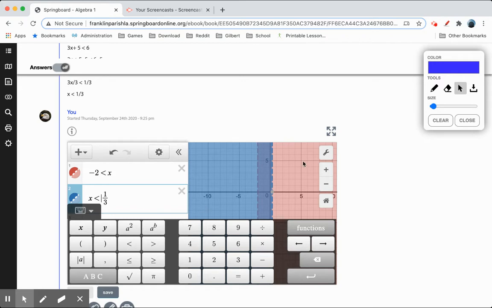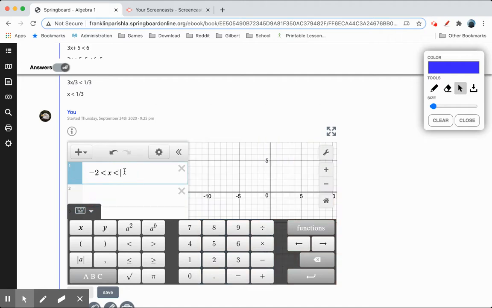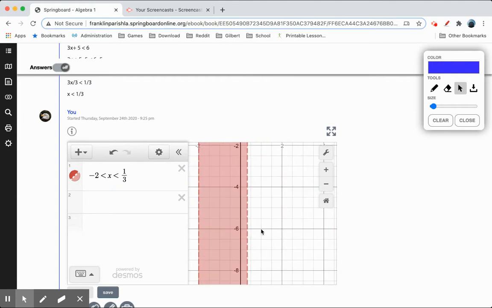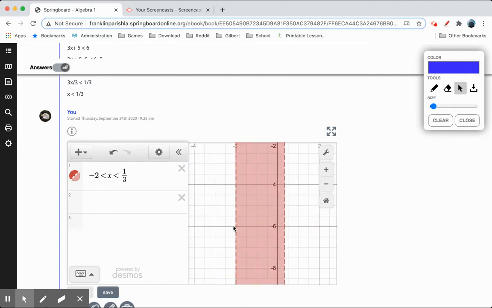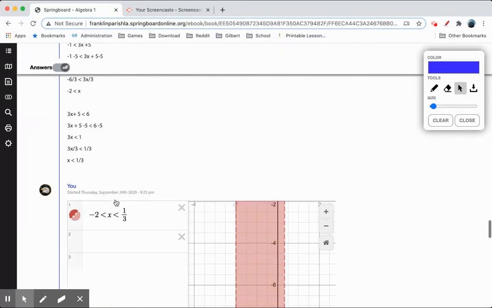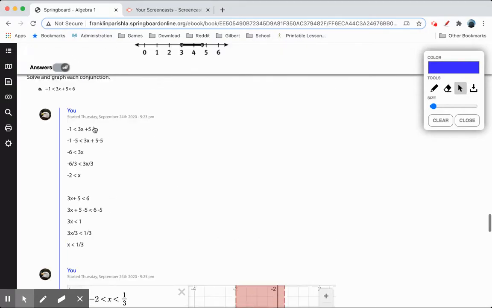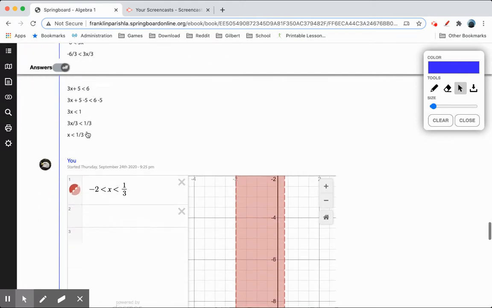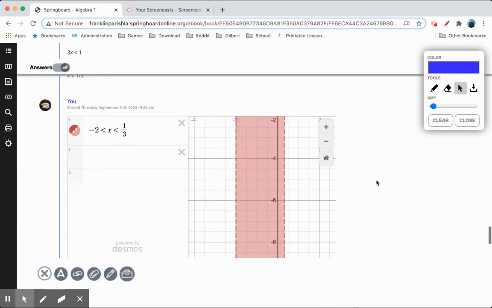So, we can actually put these on the same line to make it look better. There we go. Now it looks cleaner. It includes both graphs in between negative 2 and 1/3. And there we go. We solved the inequalities, broke it into 2 pieces. Okay, this piece and this piece. Solved it, we got this. We graphed it.